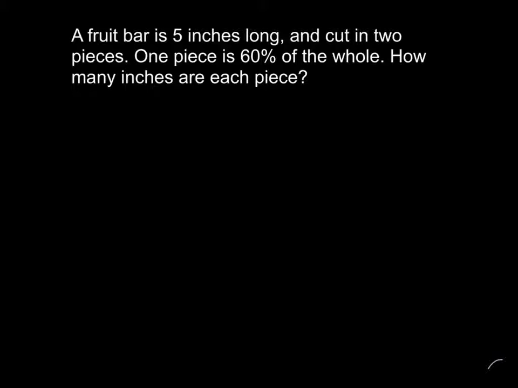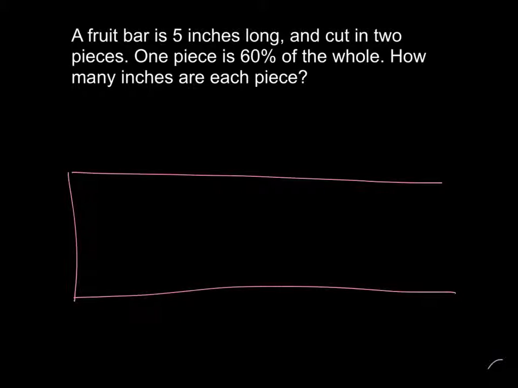So first of all, we're going to start with our rectangle that we're going to split into some different pieces to help us solve. Then we're going to look and identify from our problem what pieces of information we can pull and what we need to know. First, we know that our entire bar is 5 inches long, and we know that one piece of it is 60% of the entire whole.